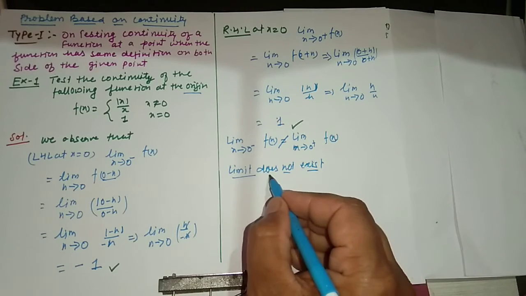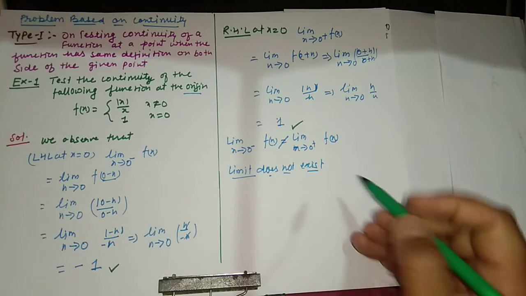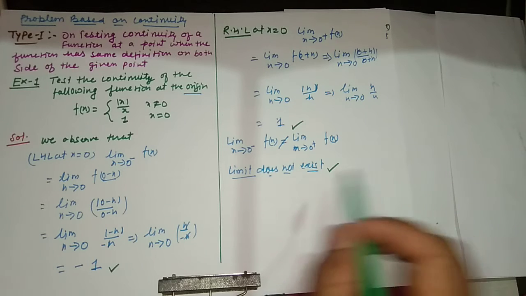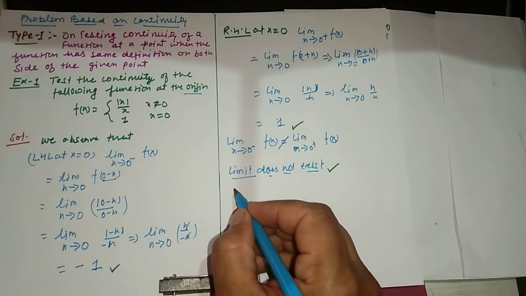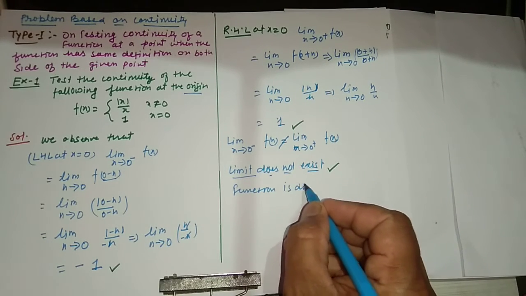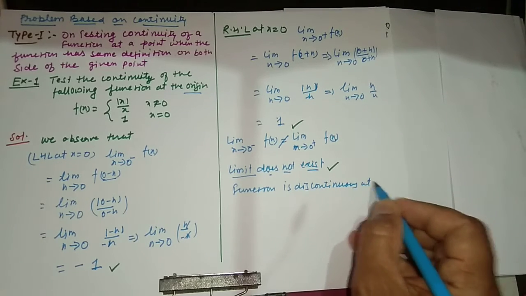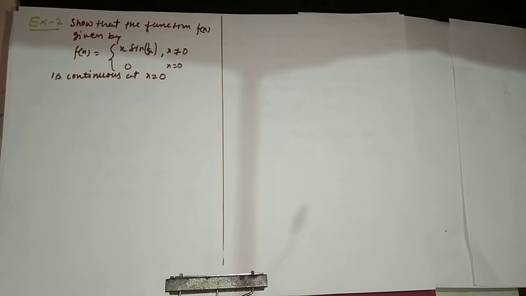So clearly we have talked about proving that a function is continuous or discontinuous. The first condition is that the limit must exist. Clear? So if the limit does not exist, we can say the function is discontinuous at x is equal to 0. Clear? So this is our type 1 question. Now we have another question related to type 1.